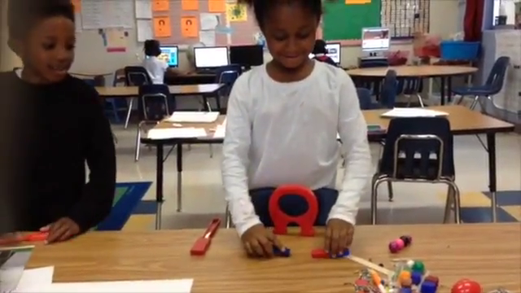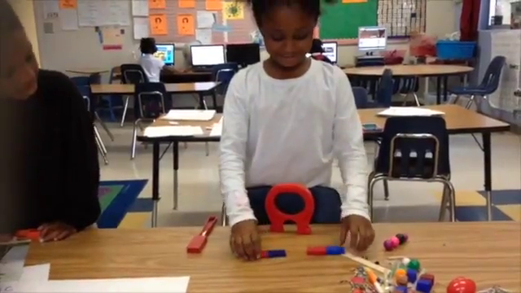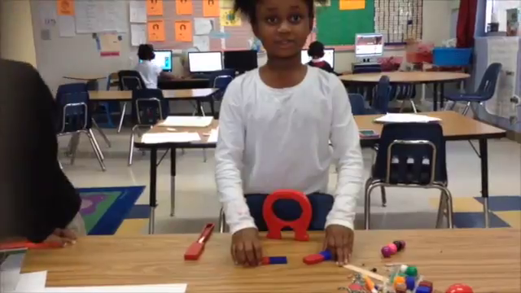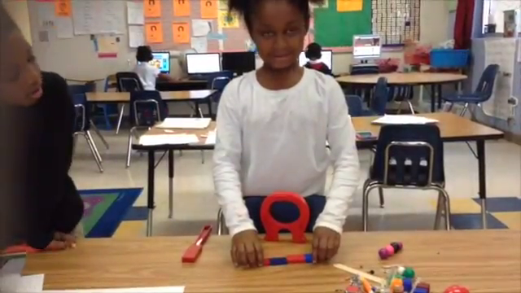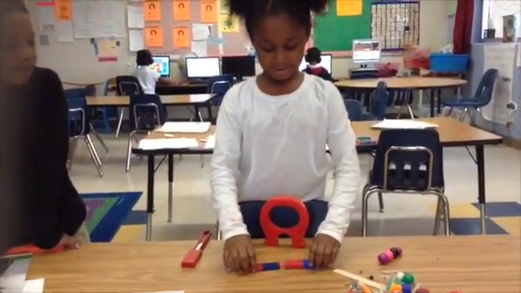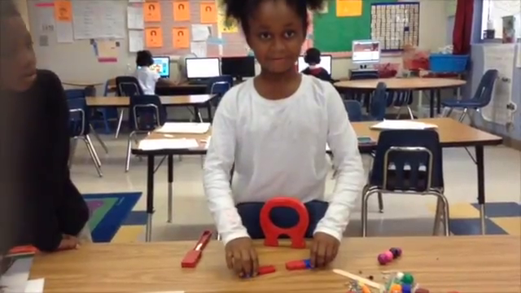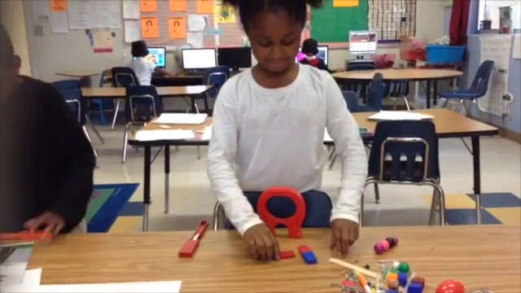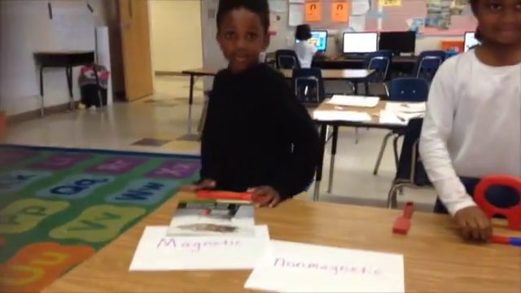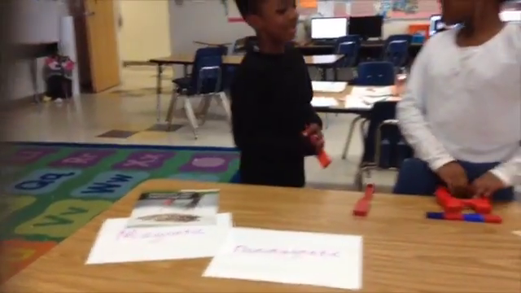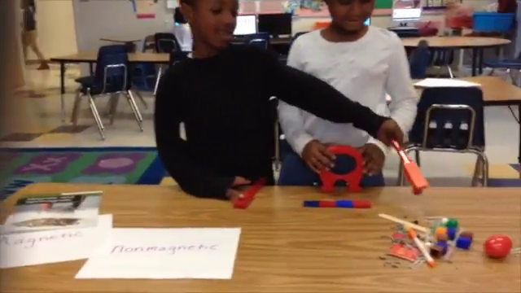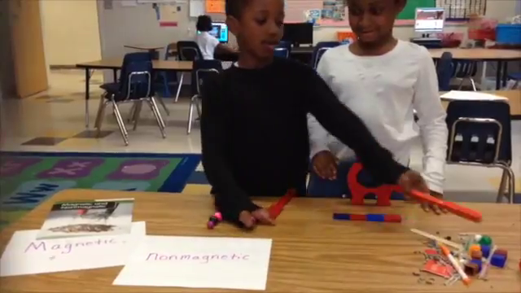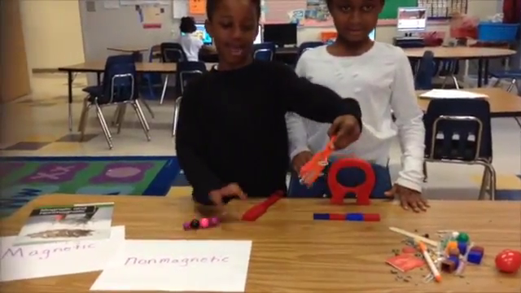Now, north and south will repel, attract, and south will repel. Yes, this attracts to the magnet, but the packet does not attract to the magnet.